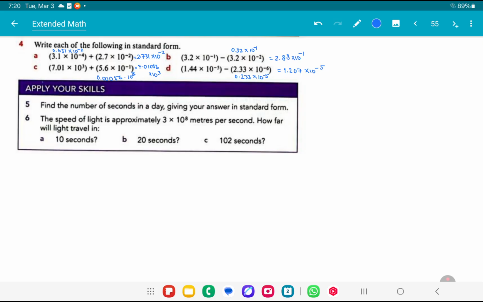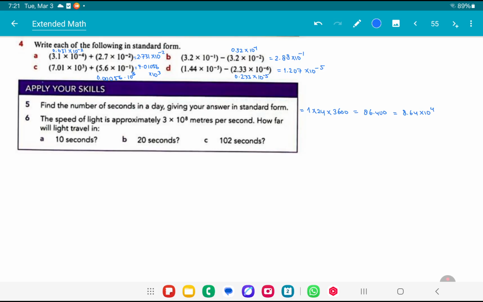For question number 5, find the number of seconds in a day giving your answer in standard form. So 1 day equal to 24 hours. For each hour, we get 3,600 seconds. So the answer is 24 multiplied by 3,600. We got 86,400 or 8.64 and then 10 raised to the power of 4.